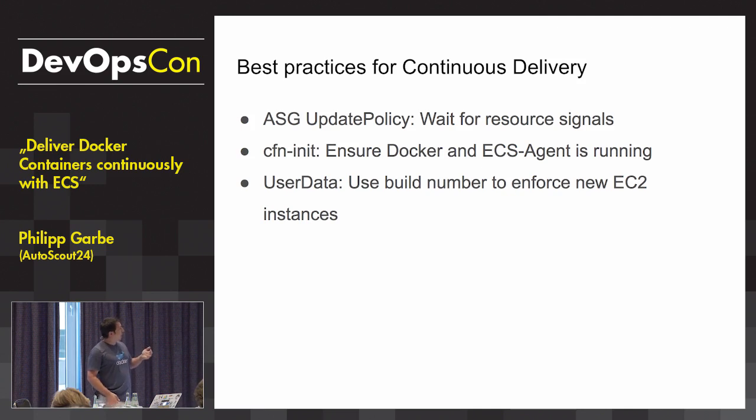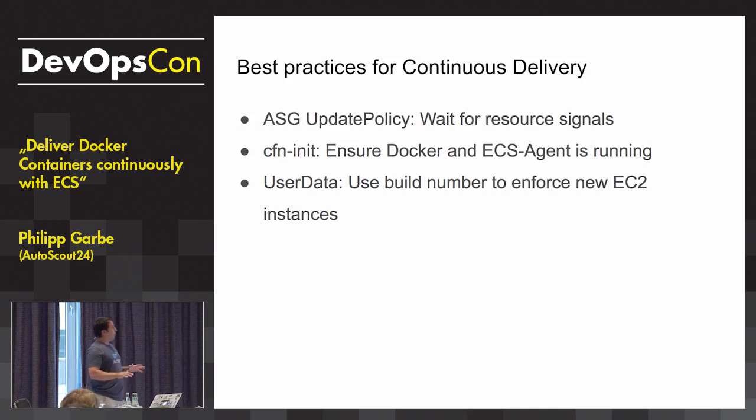So you have to watch out for that, and then also the second trick: ensure that Docker and the ECS agent are running. Part of the init script of that machine is, what I do, a health check to see if docker ps also returns the containers that have to be started. And once that is successful, then I can send the resource signal, a success signal, back, and then the autoscaling group can continue.